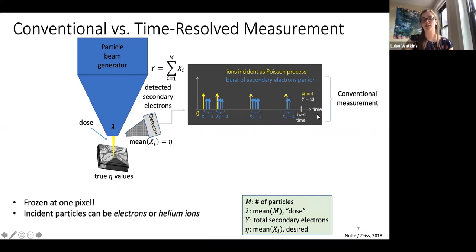Again, this is called the conventional measurement because we just have one value, and it's what's most easily done: just to take this one value for every single pixel and see how many electrons come off in total.